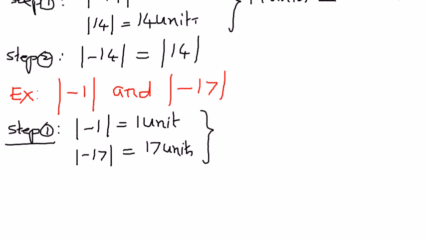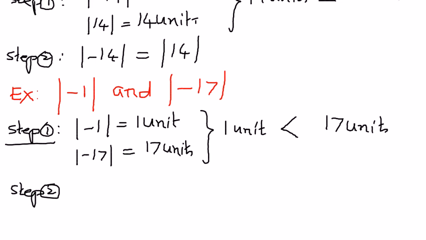If you write these side by side, 1 unit and 17 units, 1 unit is less than 17 units, and therefore we can say that the absolute value of -1 is less than the absolute value of -17. That is the way we make a decision as to which inequality symbol or equality symbol to place between two absolute value numbers. In my next presentation, we shall see how to add integers.